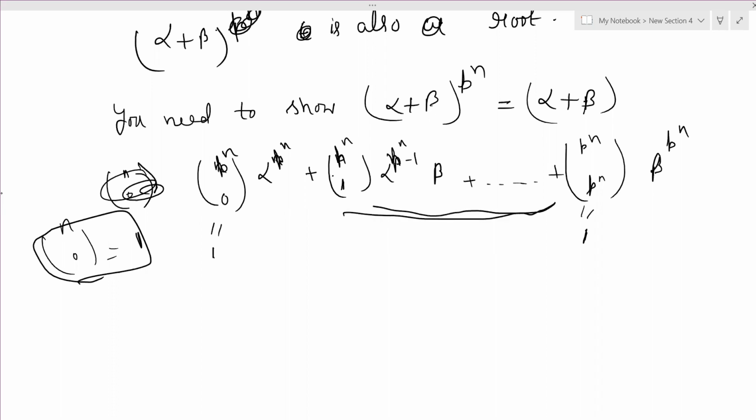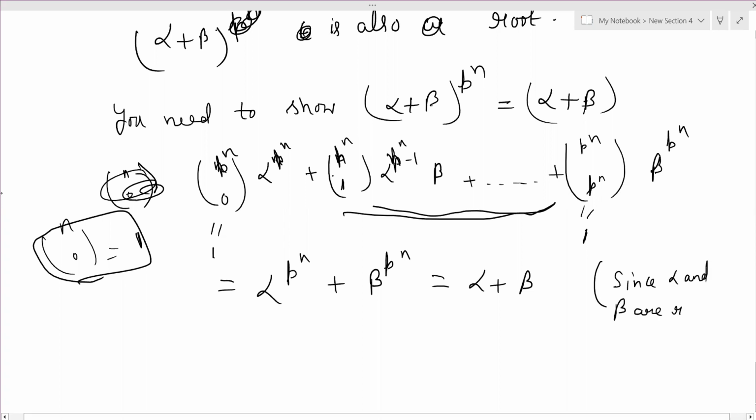Because then it is the same as alpha p to the power n plus beta p to the power n. But alpha is a root of that one, which means alpha p to the power n is alpha and beta p to the power n is beta. This is the same as alpha plus beta, since alpha and beta are roots of x to the power p to the power n minus x equal to 0.